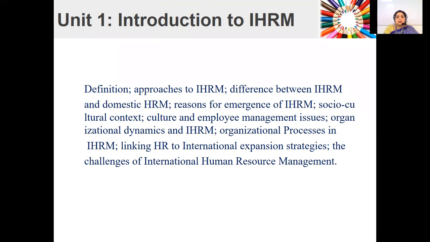We are also going to learn about the socio-cultural context, cultural and employee engagement issues in IHRM, organizational dynamics and IHRM, organizational processes in IHRM, linking human resources to international expansion strategies, and the challenges which have been faced by IHRM.